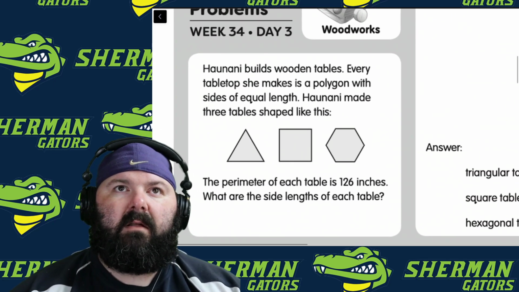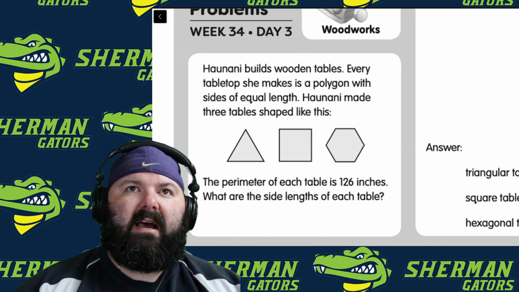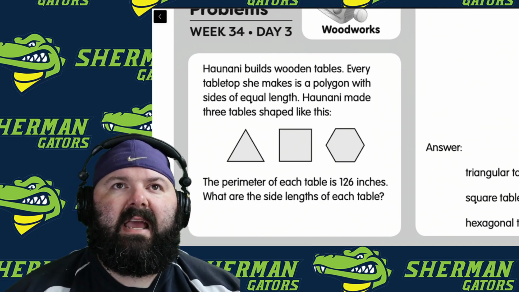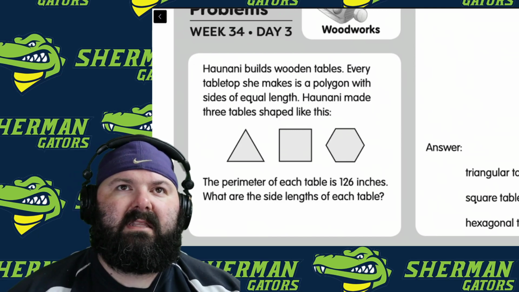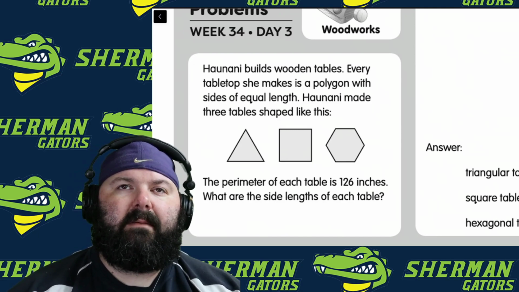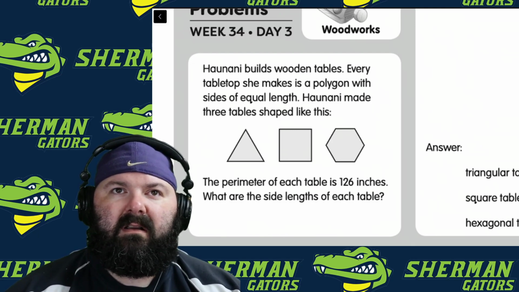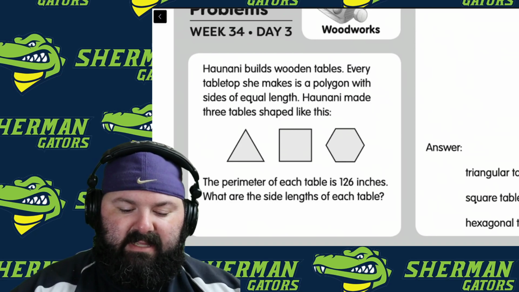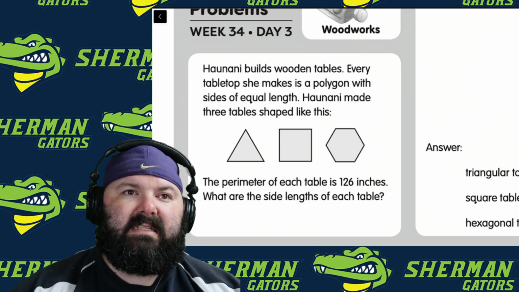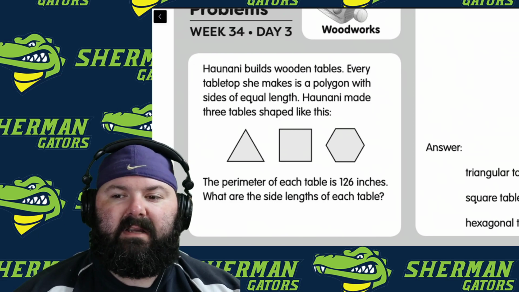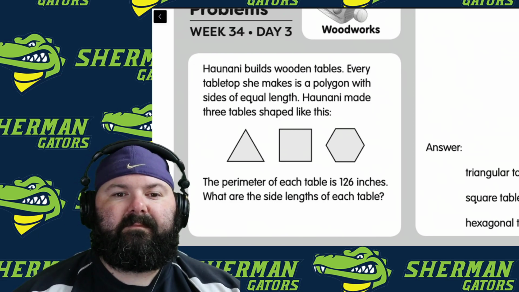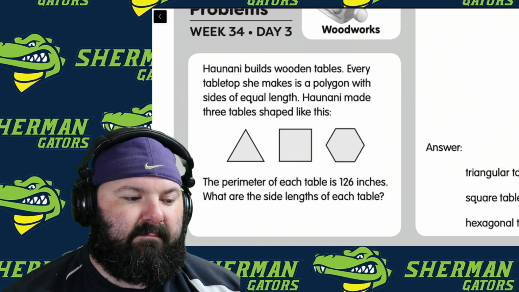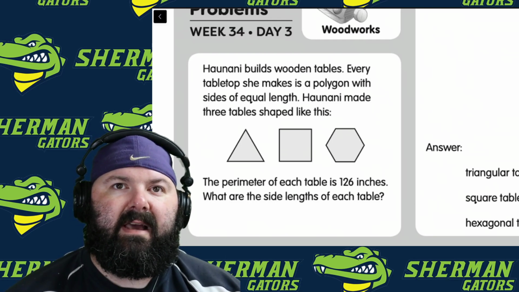Now on our daily word problem, it's saying Hanai builds wooden tables. Every tabletop she makes has a polygon with sides of equal length. Hanai makes 3 tables shaped like this. The perimeter of each table is 126. What are the side lengths of each table? So remember, on each of these, make sure to see how many sides there are, and it tells you the total perimeter. There we go. There's the right word that you have.